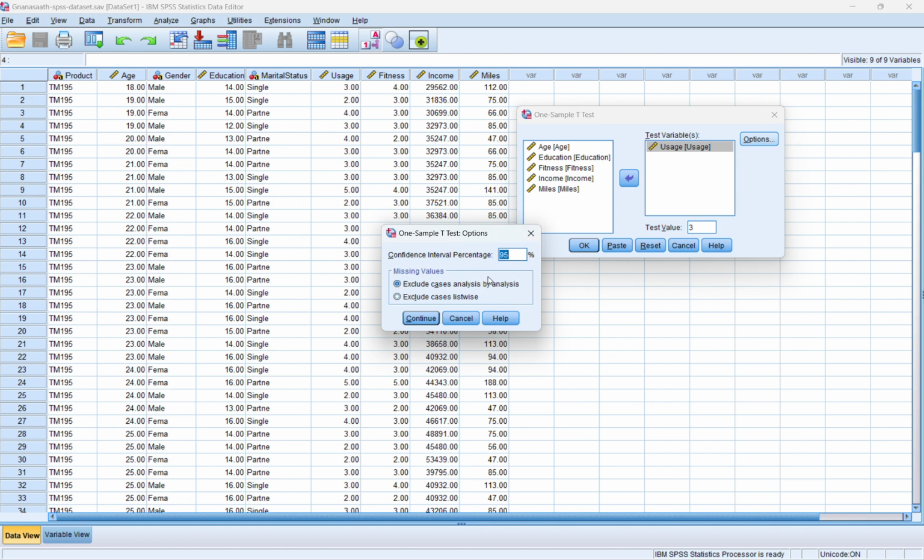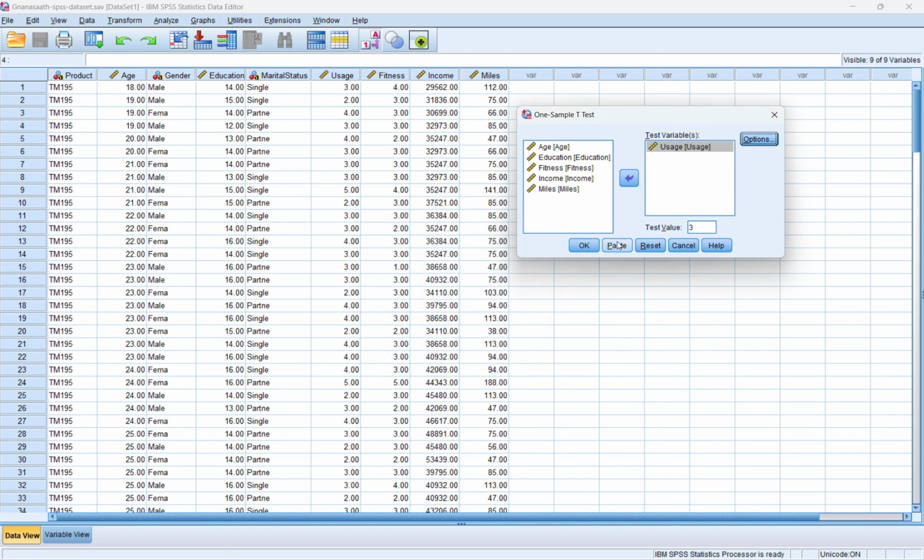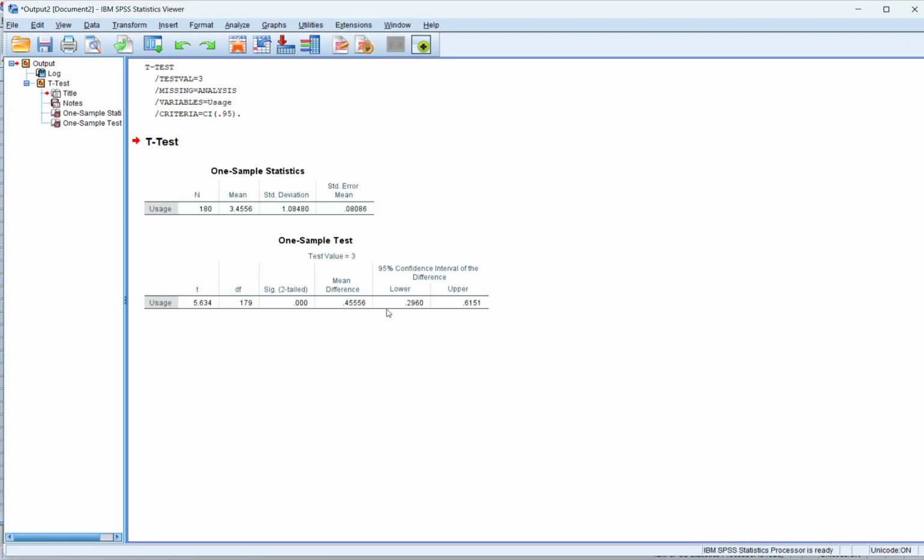Sometimes the level of significance is given. The level of significance and confidence interval together make 100%. So either one is stated to you, and depending on that, you can calculate the other value. Just click Continue. Don't forget to mention the test value over here. Then click on OK. So you can see the one sample t-test.